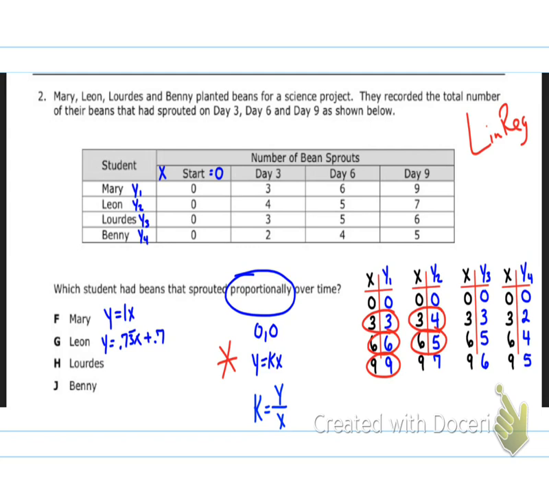So I can do k equals y over x, or I can do linear regression. If I finish off the other two with linear regression, these are the equations I get. The only one that comes out proportional was Mary. So in this case, my answer is going to be Mary. And I could kind of tell from the beginning, but it helps to check the others.